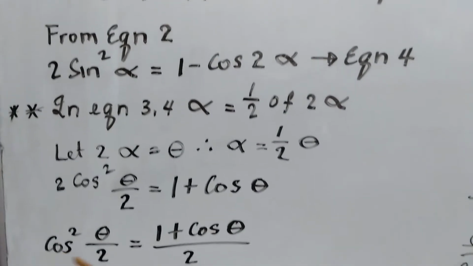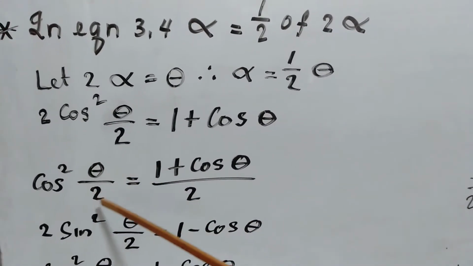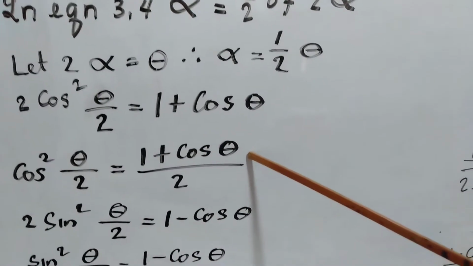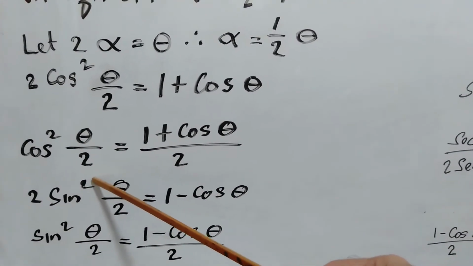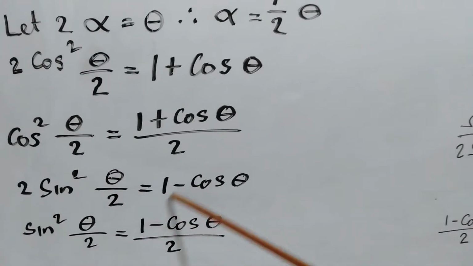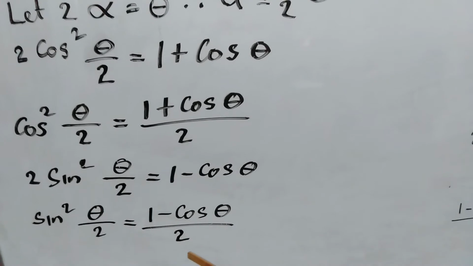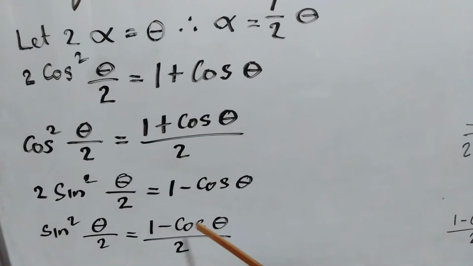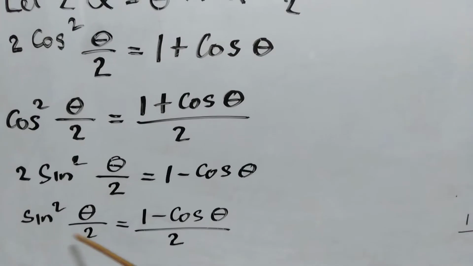And for cosine squared theta over 2, just divide both sides of the equation by 2. We have 1 plus cosine theta over 2. We now have a half-angle formula for cosine. For 2 sine squared theta over 2, that is equal to 1 minus cosine theta. You just divide both sides of the equation by 2, and that will be sine squared theta over 2 is equal to 1 minus cosine theta over 2. And we now have another half-angle formula, for sine.